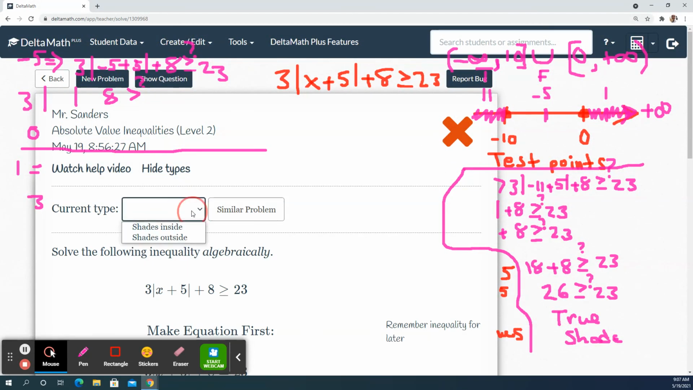The other problem type is the shading inside, and that's just going to be one of these sets. You're going to do exactly the same process, and then you don't have to worry about the OR or the union. But from now on, when we always have absolute value, we will always be using the OR.